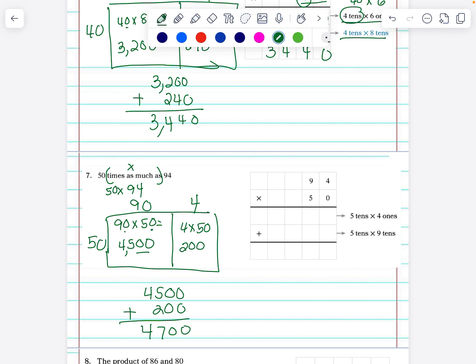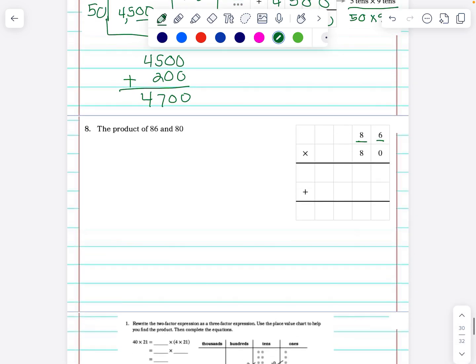Okay. 94 times 50 in the vertical form using partial products. 5 tens times 4 ones is 200. 5 tens times 9 tens is 4,500. Add the two together, 4,700.